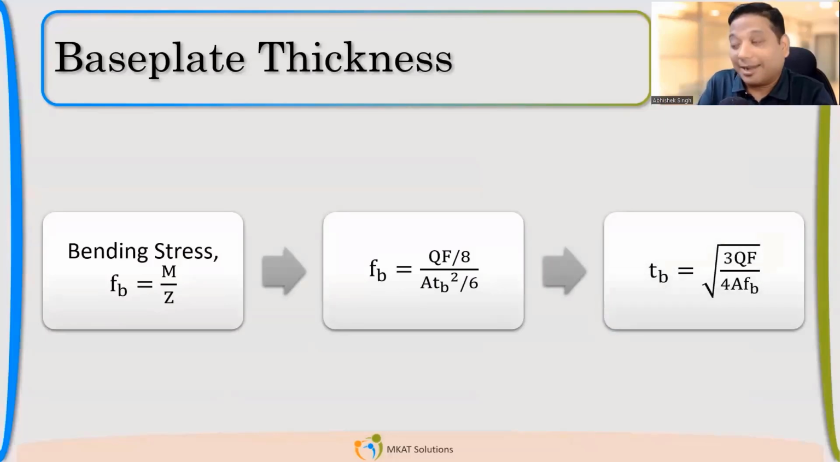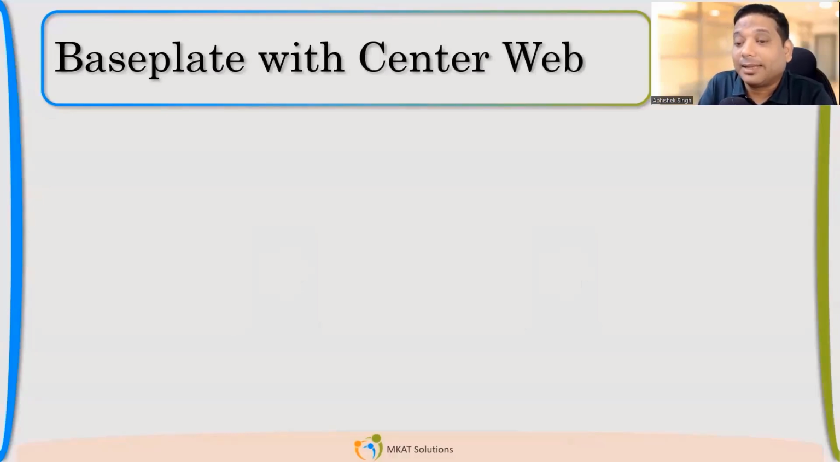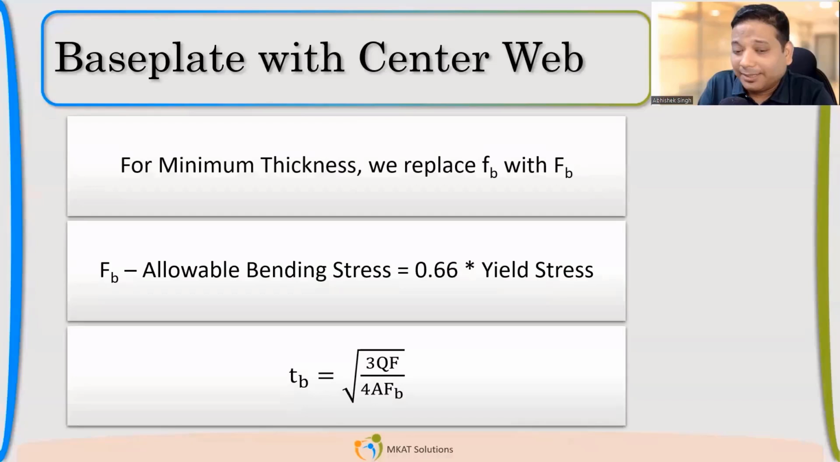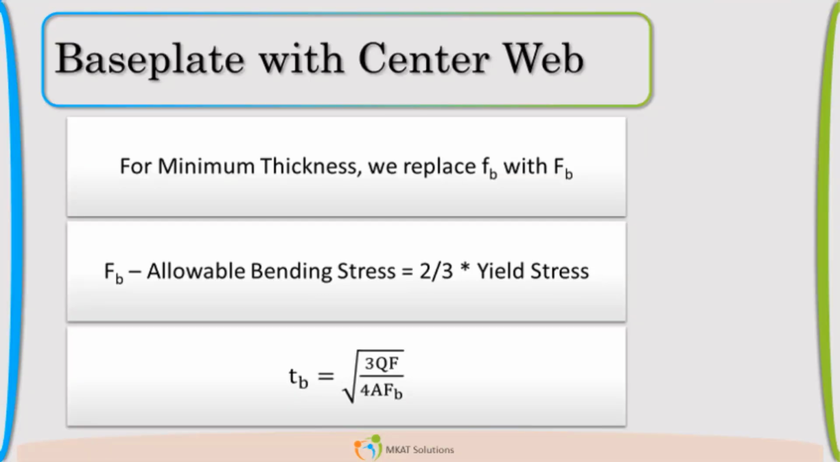But we don't want to calculate bending stress now; we want to find the thickness. So I can take FB as the allowable bending stress, and then I'll be able to find the thickness of the base plate. This is the simple stress which is coming on the base plate, which is governing, so the thickness is decided by this. This is the calculation. For FB, the allowable stress, we can take 0.66 Fy, which is what we take for bending. So we can calculate the thickness of the base plate using this formula.